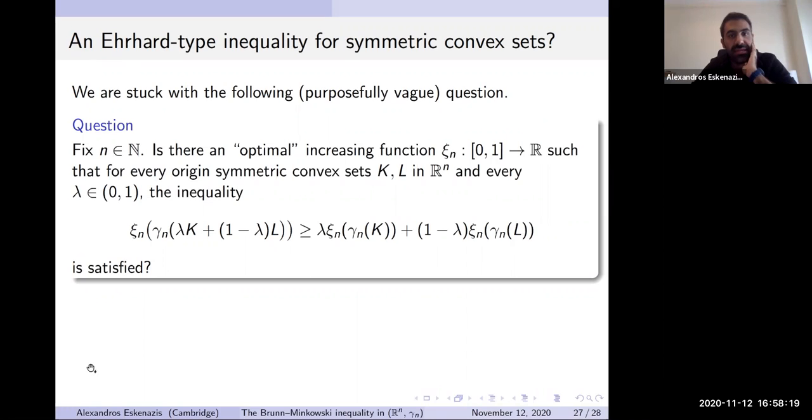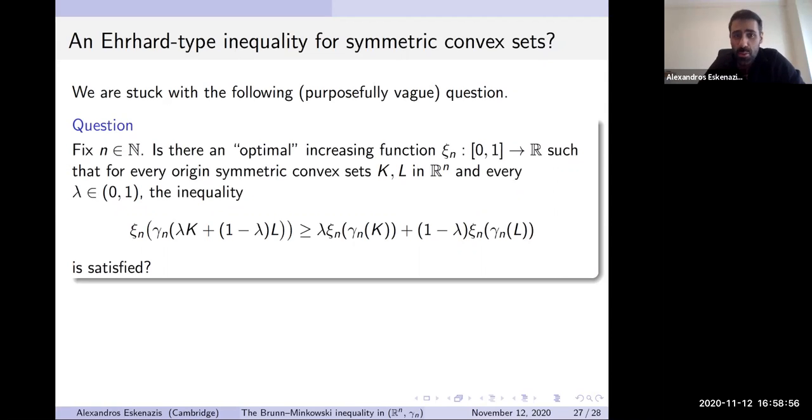So does there exist an optimal increasing function psi n such that psi n of the Gaussian measure is concave over all symmetric convex sets? Now the real question is, what does optimality mean here? So here are two properties that I would like this function psi n to have. First, I would like this inequality to be stronger than both Ehrhard and dimensional Brunn-Minkowski. I think that's something which is desired from this. We have now two incompatible inequalities, and it's clear that there exists a joint strengthening, and we don't know what this is.